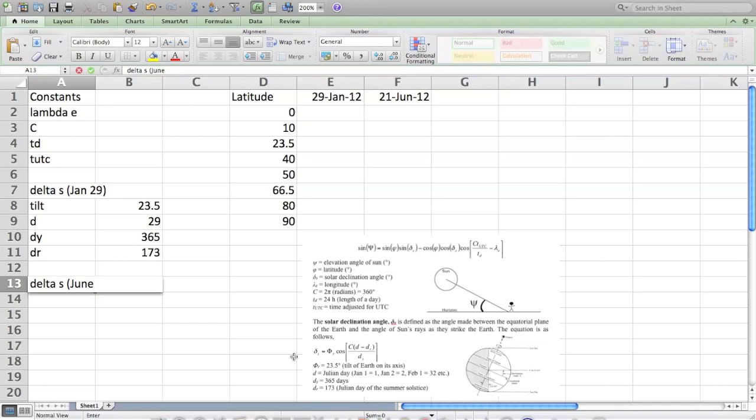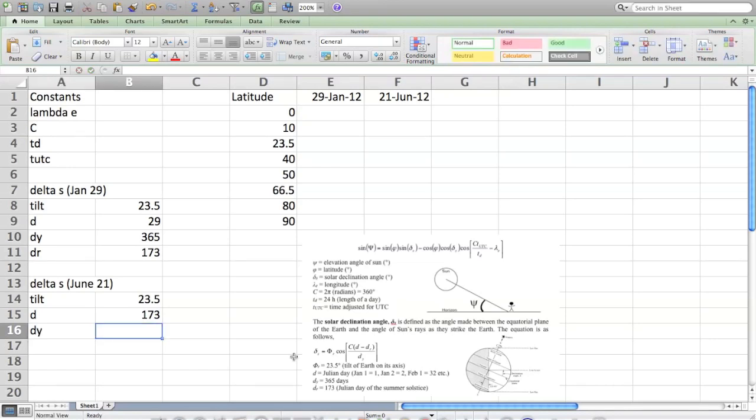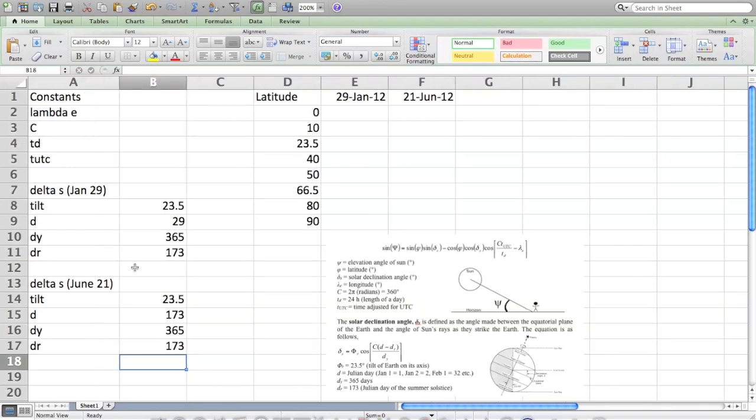So now let's go down and calculate delta S for June 21st. All right, we're also going to have the tilt here again, and that's going to be 23.5. The D will now be 173, because it will be the summer solstice on that day. The DY again will be 365. And the DR will be 173.